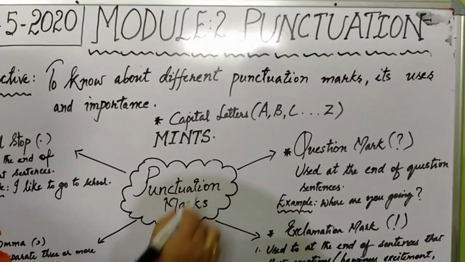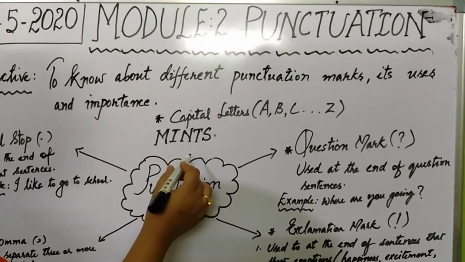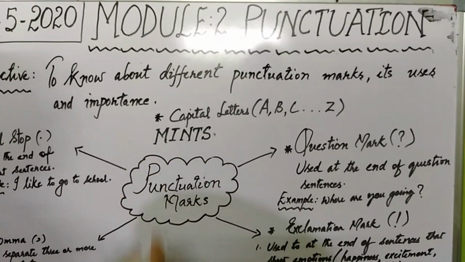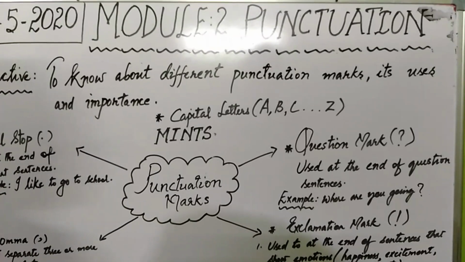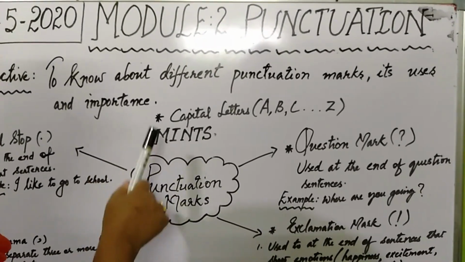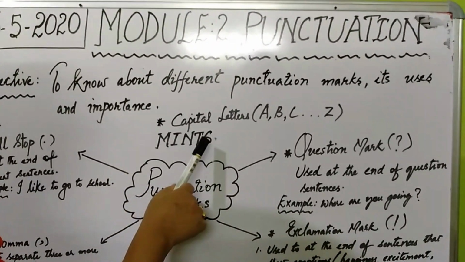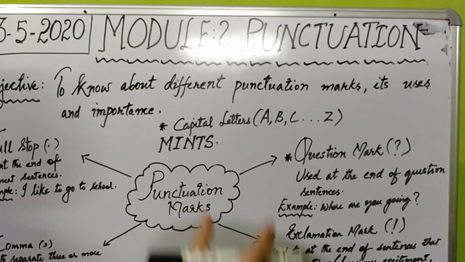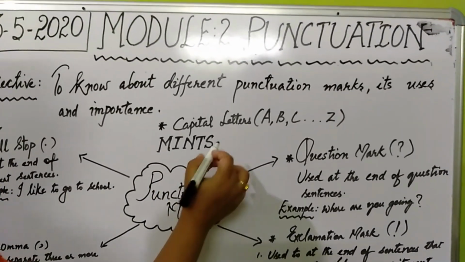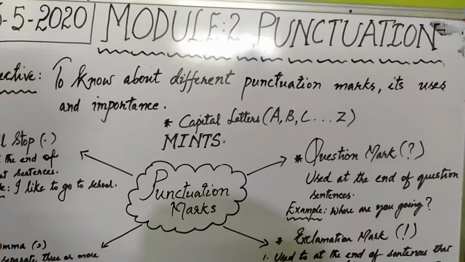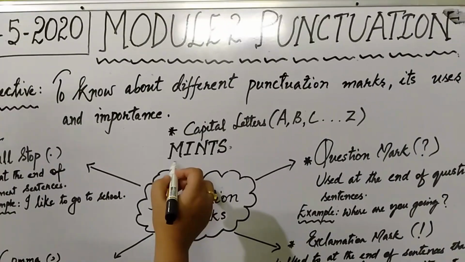It's very catchy. It's called MINTS. M-I-N-T-S. MINTS. All of you please repeat it after me. MINTS. M-I-N-T-S. It's a short form. Let us see when to use capital letters and what this MINTS is.